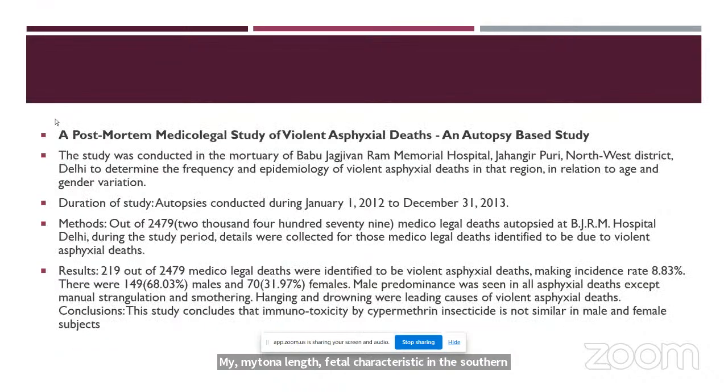Now, the next topic or trend which we can discuss is the post-mortem medico-legal study of violent asphyxial deaths. It is an autopsy-based study. Here, the study was conducted in a mortuary in one of the districts in Delhi, to determine the frequency and epidemiology of violent asphyxial deaths in the region in relation to age and gender variation.